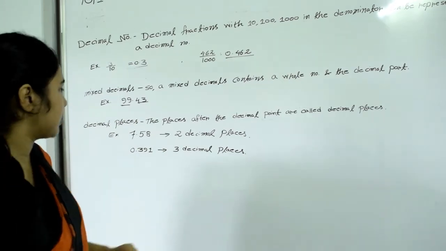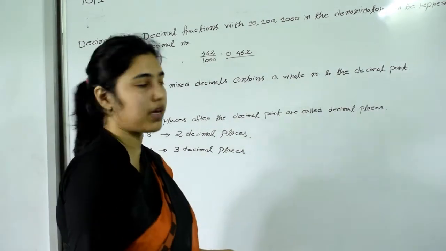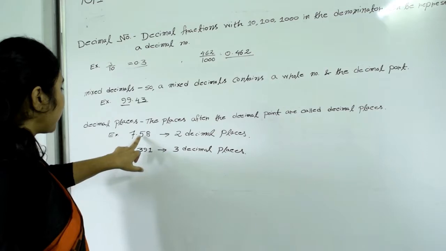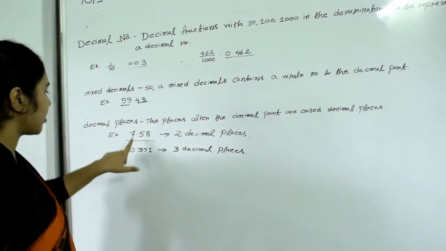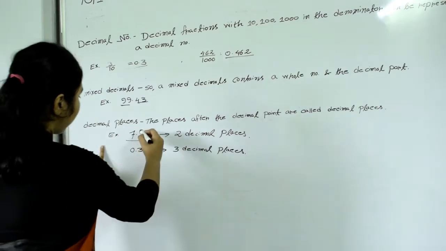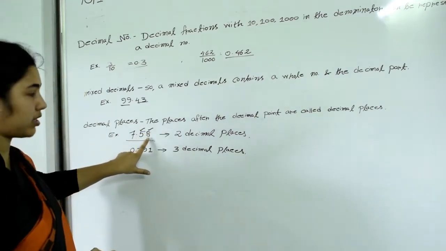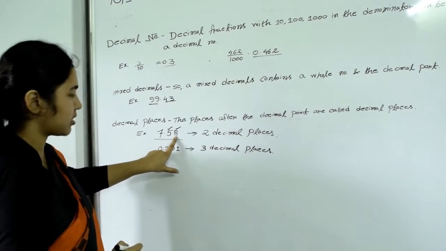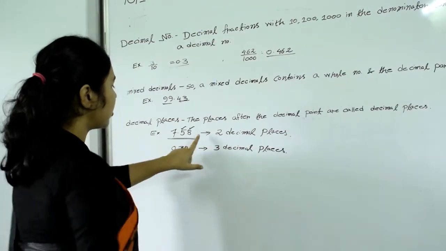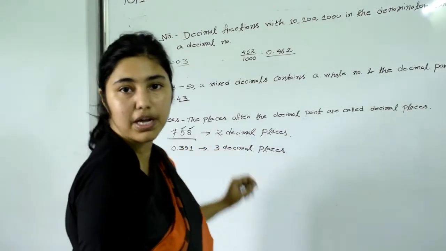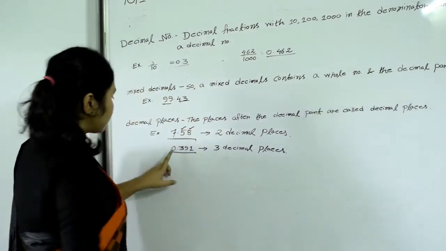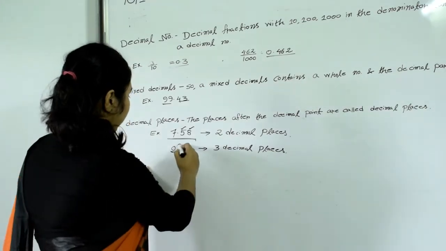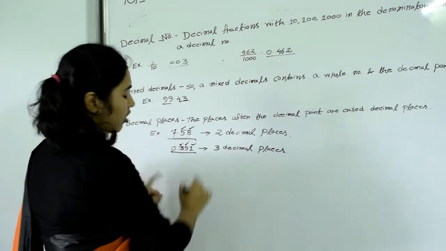Next, decimal places. The places after the decimal point are called decimal places. What does it mean? It means 7.58, this is a decimal number, right? Count the places after the decimal point. Here we have two decimal places, 10th place and 100th place, right? So this number has two decimal places. 0.391 has three decimal places, 10th place, 100th place, 1000th place.